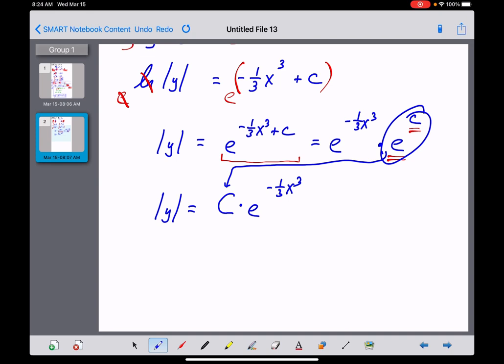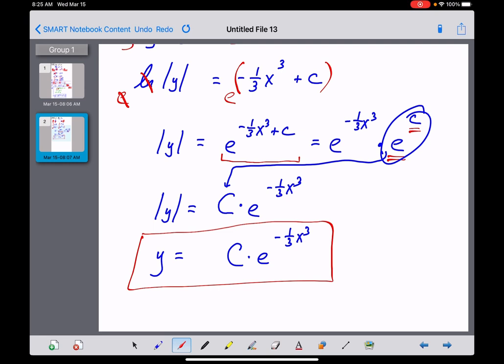The only thing we would have left to do, guys, is to get rid of the absolute value. And you get rid of an absolute value by putting a plus or minus in front of the other side of the equation. C times e to the negative 1/3 x cubed, and that's what we've got. But the funny thing about this is we're not declaring what the value of c is. It's just some arbitrary constant, and that constant can be either positive or negative all on its own. So for that reason, we don't need that plus or minus in front of that c, because it's understood that the constant value c could make this thing positive or negative anyhow.